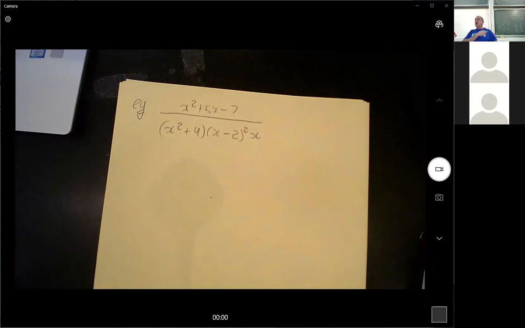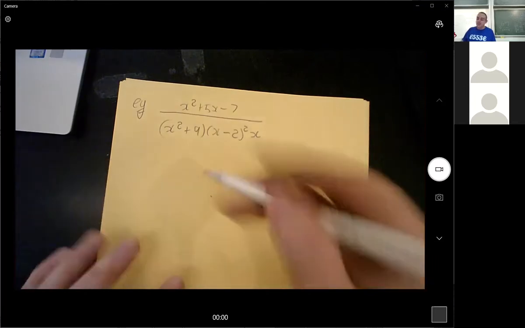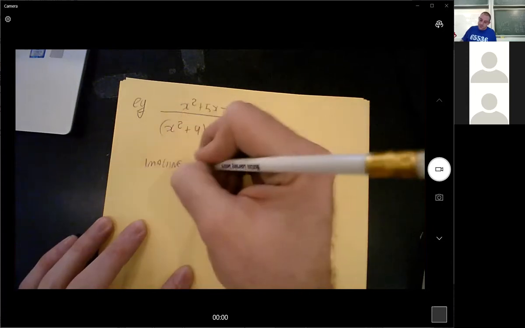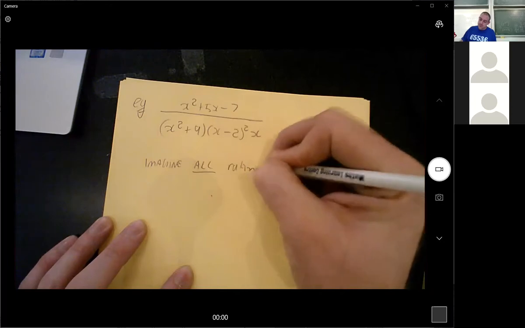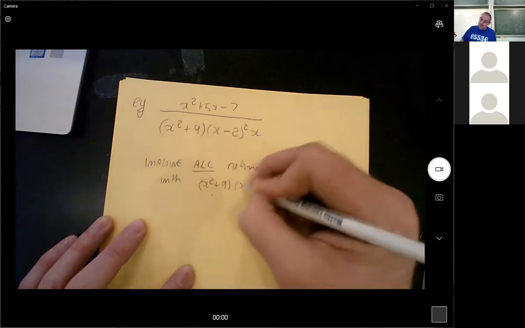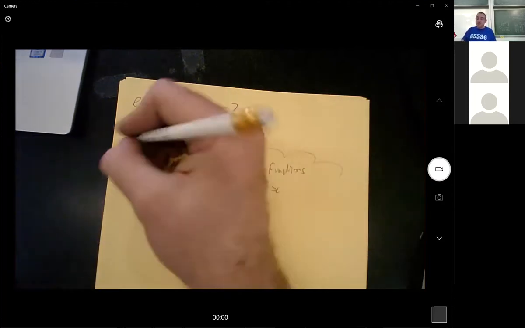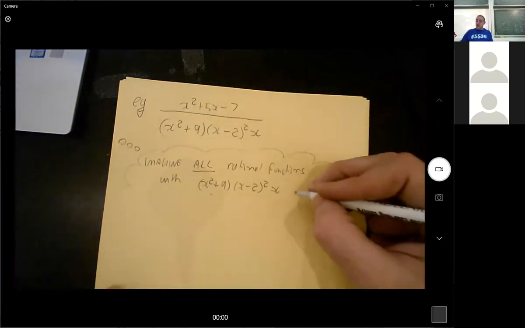Don't factorize the numerator, it's not worth your time, and don't expand the denominator, it's not worth your time. The philosophy this works on, which you don't have to repeat every time you do this problem, but I want to say, is that I'm going to imagine all the functions that have this as a denominator. That's what I'm imagining. I have to imagine all the rational functions with that on the denominator.